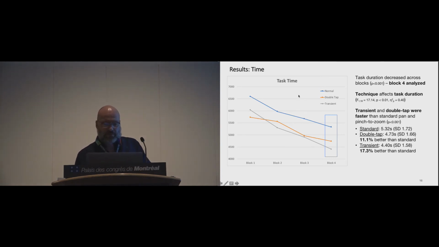As you can see in the chart, standard is the slowest; double tap and transient are both significantly faster than standard. So in terms of time, standard pan and pinch zoom is about 5.3 seconds. Double tap is 4.7 for the perfect double tap, and transient is 4.4, which is 17.3% faster than the standard pan and pinch to zoom.